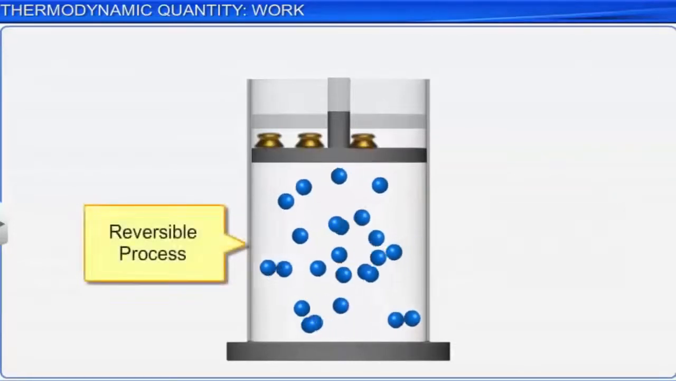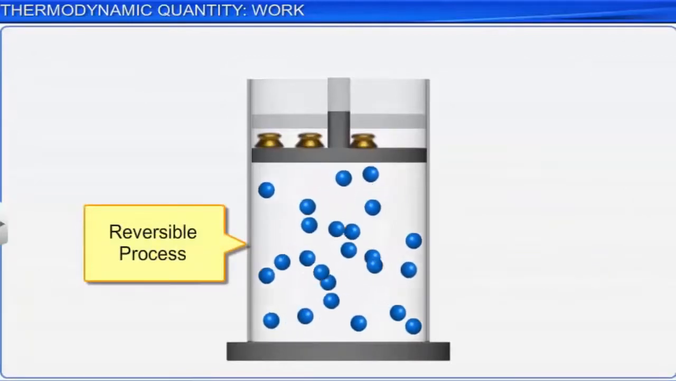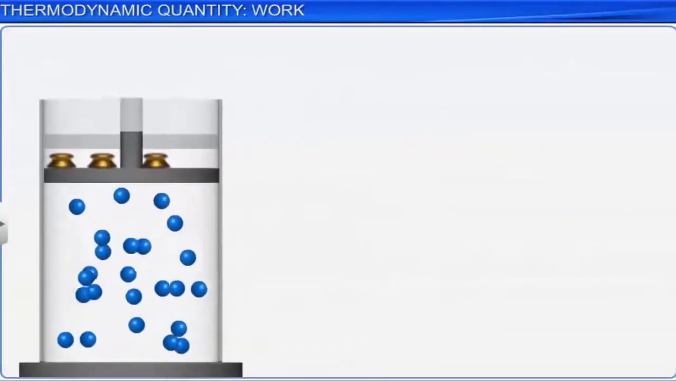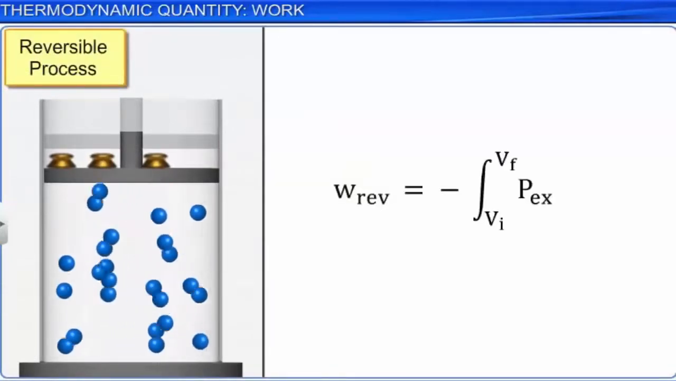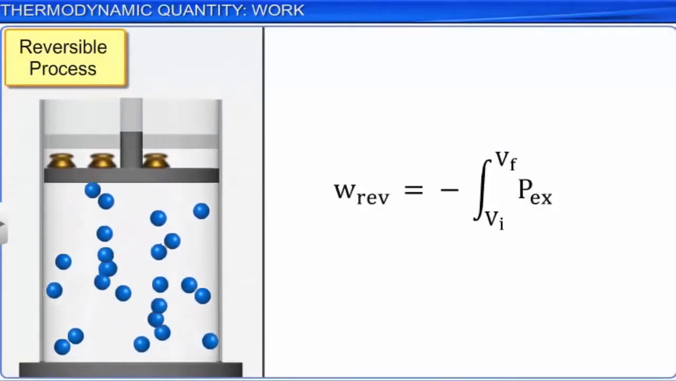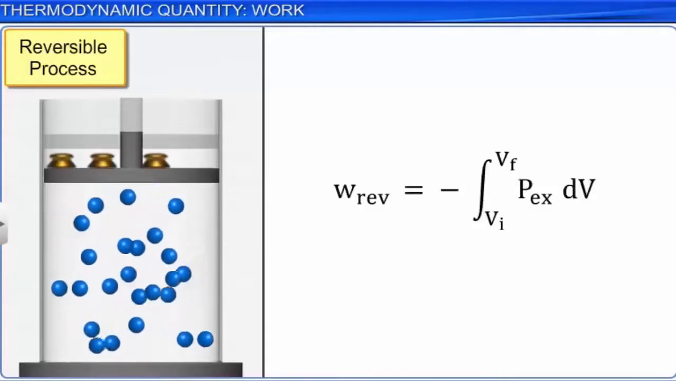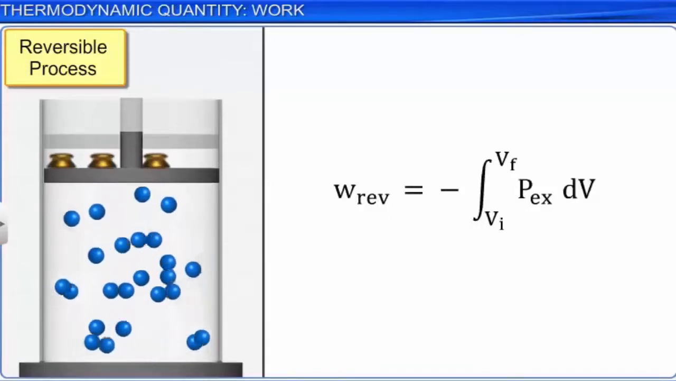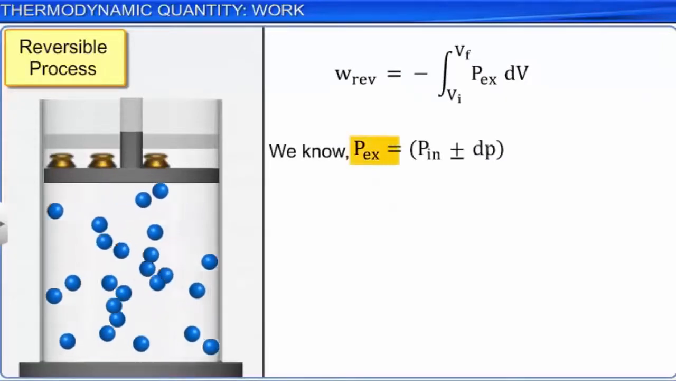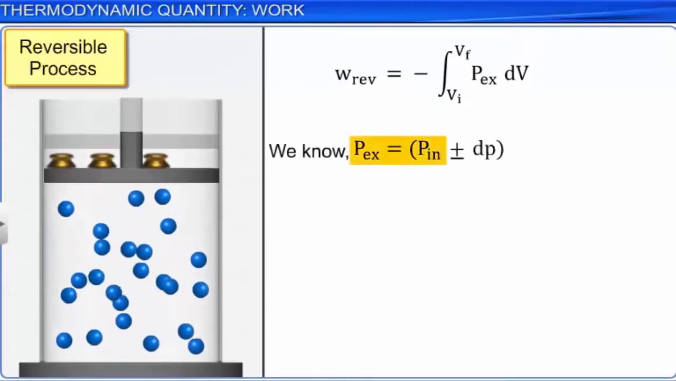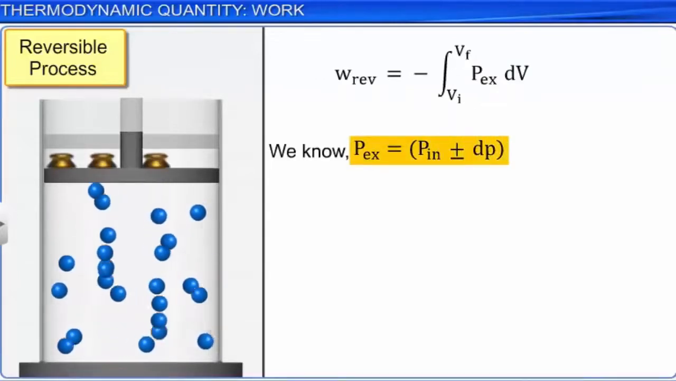Under reversible conditions, the relationship between work and internal pressure is written as reversible work equals minus integral of external pressure P_ex with respect to infinitesimal change in volume dV. We know that external pressure P_ex equals internal pressure P_in plus or minus infinitesimal change in pressure of the system dP.